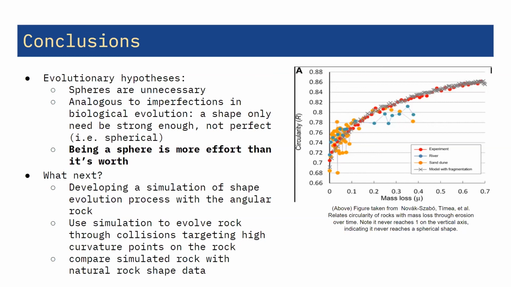Future research would involve developing a simulation for this evolution process with the angular rock that I've picked up several times, and using this simulation to evolve it through collisions and specifically target high curvature points, as that would, we think, be the most realistic to what would actually happen, and then compare it with the natural rock shape data. So yeah, I guess we can conclude that river rocks, similar to cows, are not spherical.